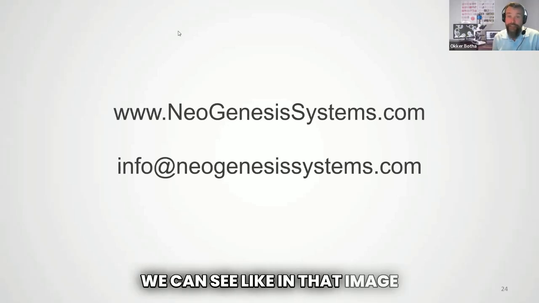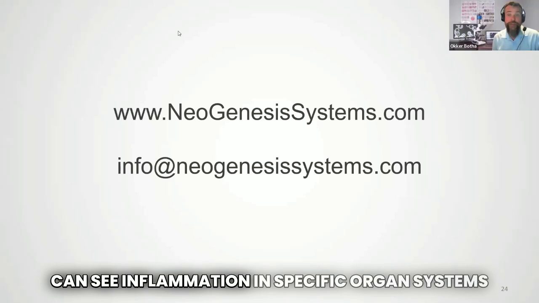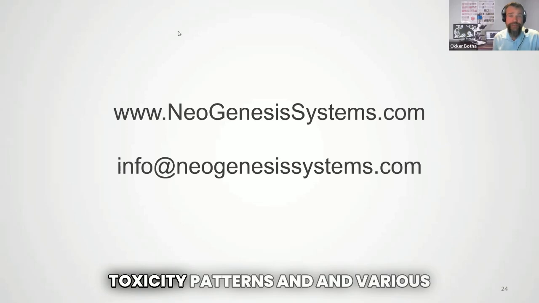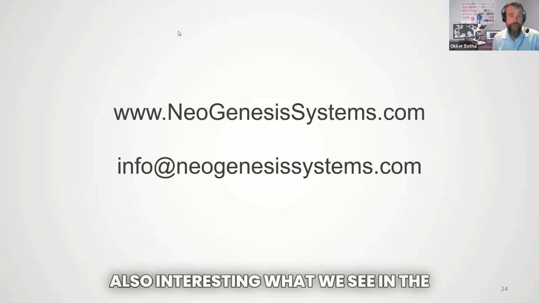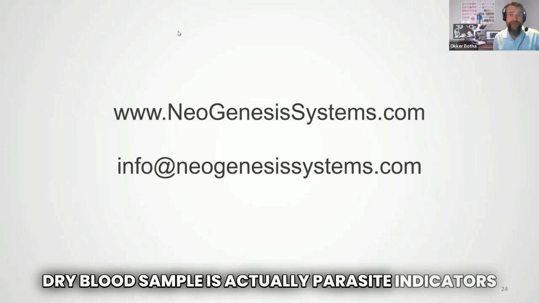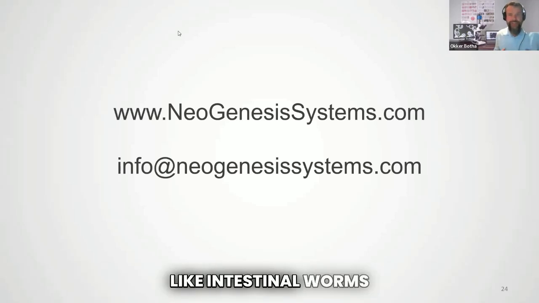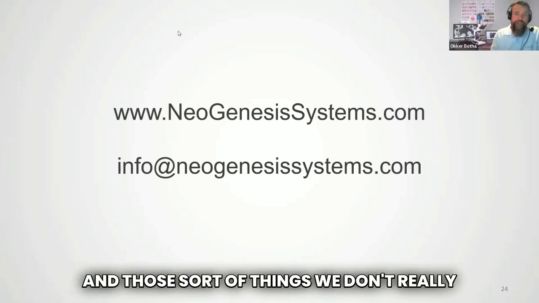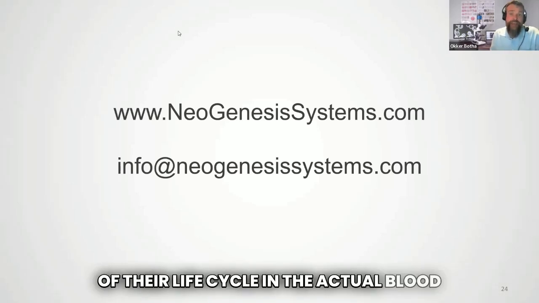Like in that image with the client with ulcerative colitis, we can see inflammation in specific organ systems. We can see things like heavy metal toxicity patterns and various degenerative types of conditions. Also interesting, what we see in the dry blood sample is actually parasite indicators. So actual parasites, exogenous parasites like intestinal worms, we don't really tend to see in a live blood sample, because those organisms don't have a part of their life cycle in the actual blood.